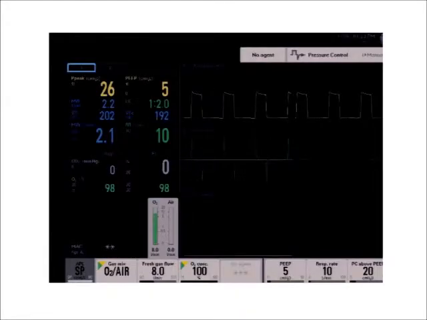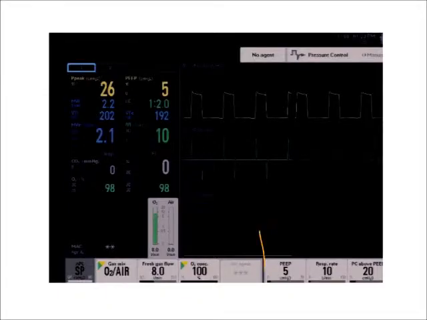Before we get started with the videos, I'm just going to go through an overview of the screen layout so we'll know what to look at when the scenarios are playing. So here is my ventilator screen, and if we look at the top left corner, you notice this is my mode. We're in pressure control, and I'm going to remain in pressure control.